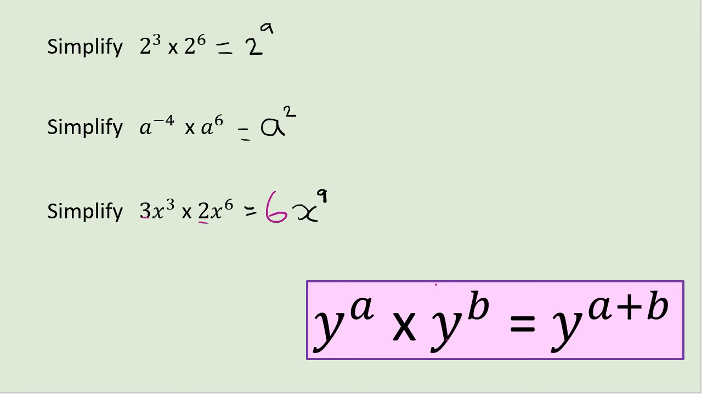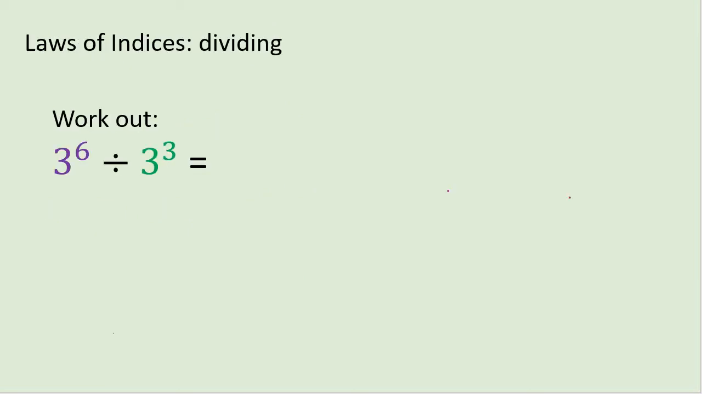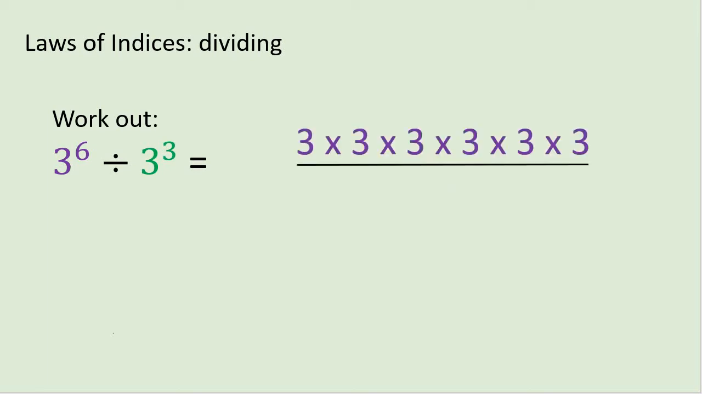Okay, so that's multiplying. Let's have a look at dividing. So when we divide numbers with powers, what happens now? I'm going to write these out. I'm going to have a fraction because division is exactly the same as a fraction. So on the top, I'm going to write out 6 3's. 3 to the 6 is 3 times 3, 6 times. Divided by 3 cubed, that's going to be 3 3's.